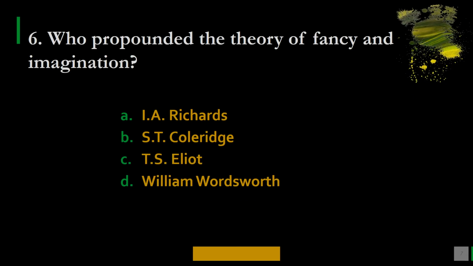Next question. Who propounded the theory of fancy and imagination? Options are A. I.A. Richards, B. S.T. Coleridge, C. T.S. Eliot, and D. William Wordsworth. And the correct option is B. S.T. Coleridge propounded the theory of fancy and imagination.